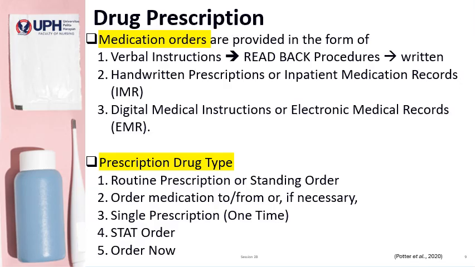Next, we talk about drug prescription. As nurses, we receive medication orders, and they are provided in many ways, such as verbal instructions. The doctor comes and says, can you please administer paracetamol 500 milligrams TDS? And once you hear that, you have to read back, repeat the message, talk to him, and then write it into the medication record. This is very easy to get mistakes with, because when you're given a verbal instruction without a written instruction, it can be forgotten.